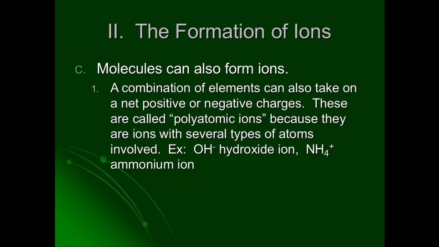You can also have elements that are combined into a molecule, and that molecule can have a charge. And when that happens, they call it a polyatomic ion. So, for example, you can have an oxygen with 1 hydrogen on it, and it will have a -1 charge, and that's called hydroxide ion, and that's involved in our bases. Or you can have 1 nitrogen with 4 hydrogens and a +1 charge for the overall molecule, and that's called an ammonium ion. And that's the one example of where you'll have a cation that acts like a metal but actually has no metals in it.